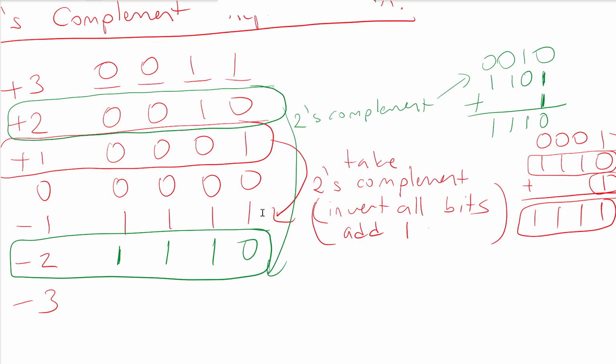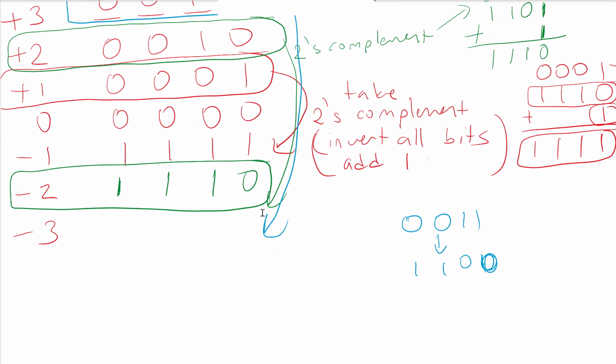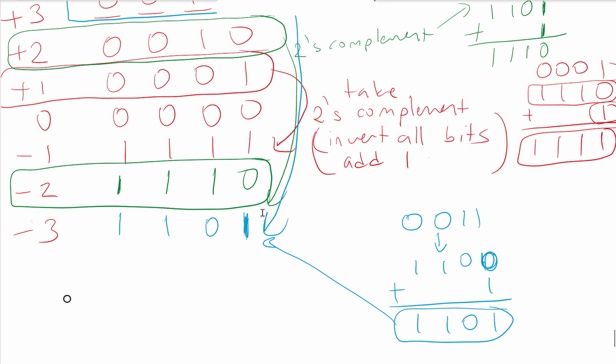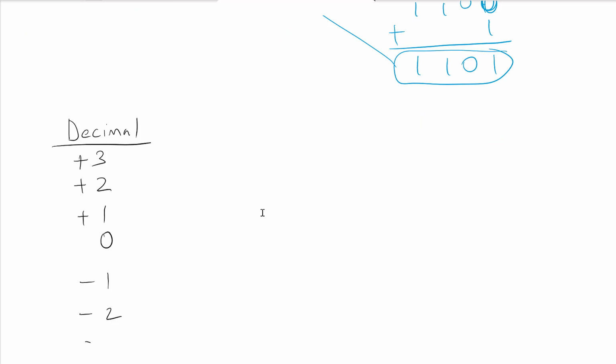Similarly, let's do minus 3. To find minus 3, I first look at plus 3 and take 2's complement of plus 3. So this is plus 3, then I invert all the bits. I got 1100. Then I add a 1 to it, so I will get 1101. This is my representation of minus 3 in 2's complement. So let's summarize. Given the decimal numbers, let's say plus 3, plus 2, plus 1, 0, minus 1, minus 2, and minus 3.